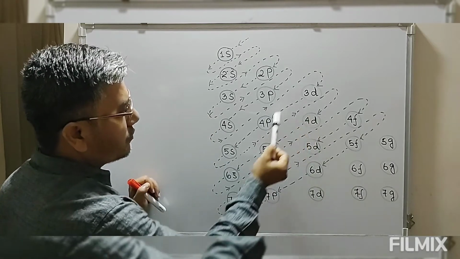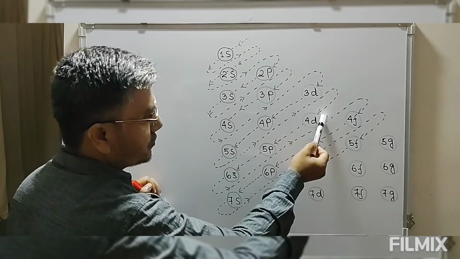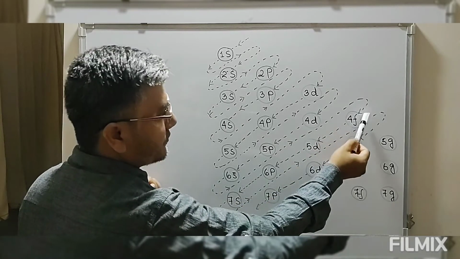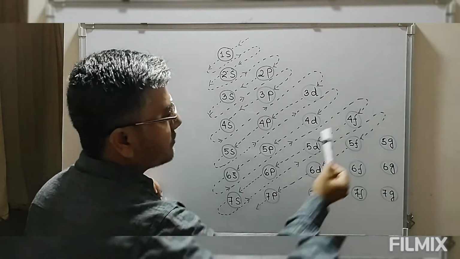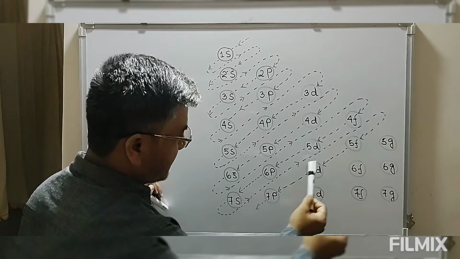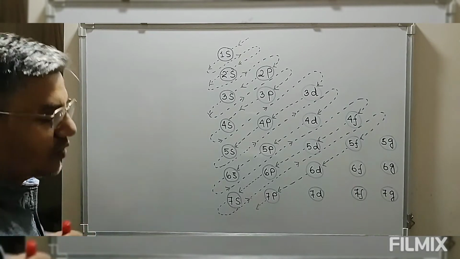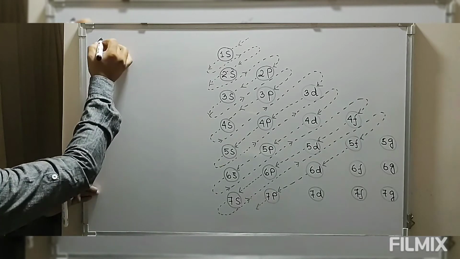Then 3d to 4p. After this 4p we have 5s, then 4d, then 5p, then 6s, then 4f, 5d, 6p, 7s, then we have 5f, 6d, 7p, then we have 8s. So this is what we call the energy order of various atomic orbitals.